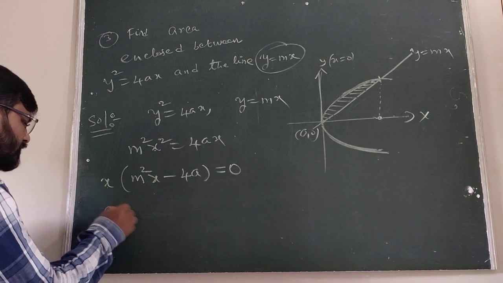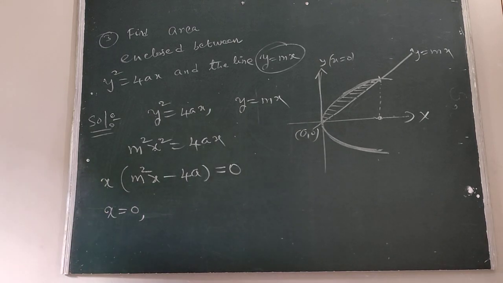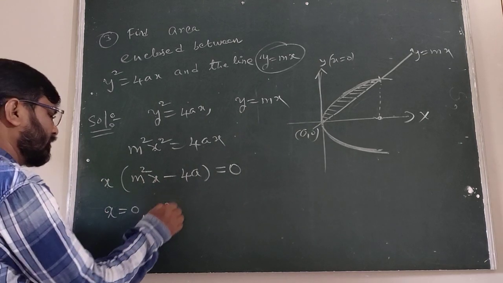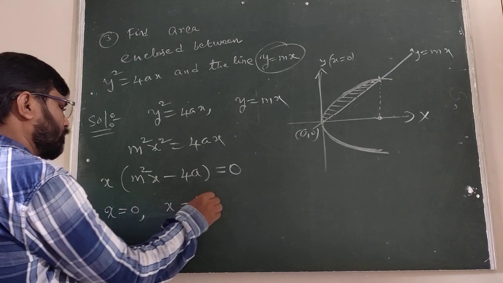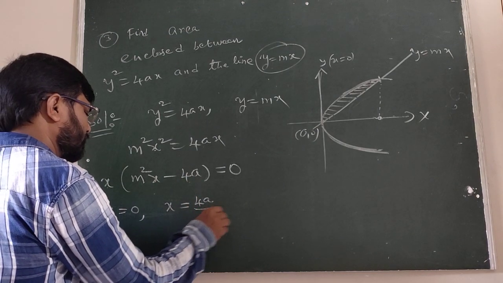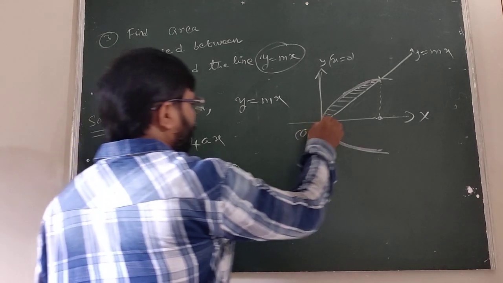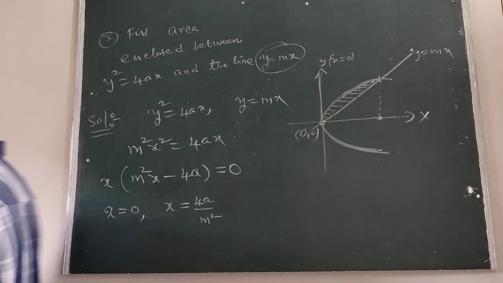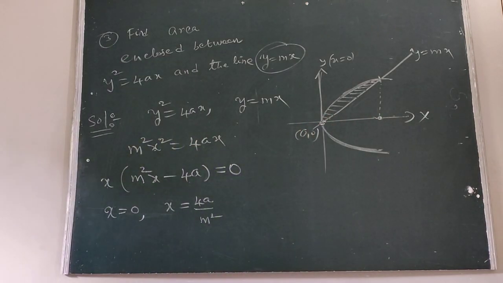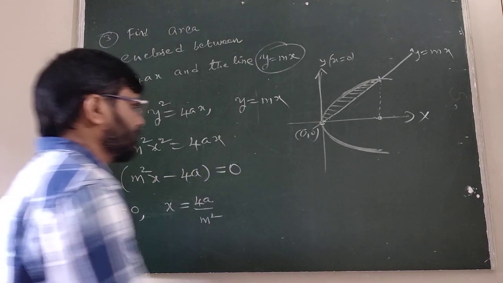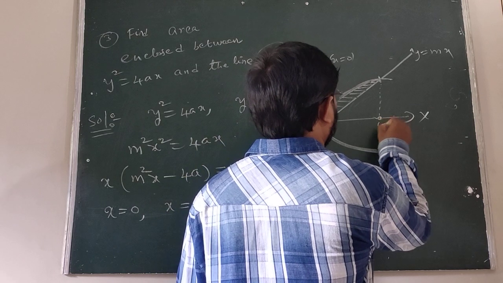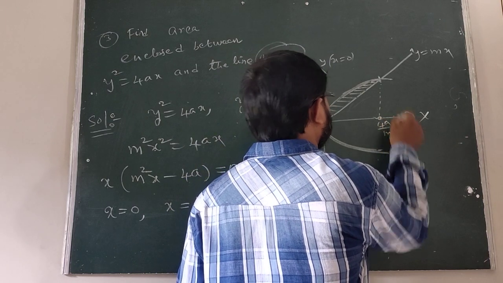Now we take the first x equals 0. After that, from m square x minus 4a equals 0, we get x equals plus 4a by m square. This is 0, this is 4a by m square. Is it clear or not? Therefore, these are the limits: x equals 0 and x equals 4a by m square.